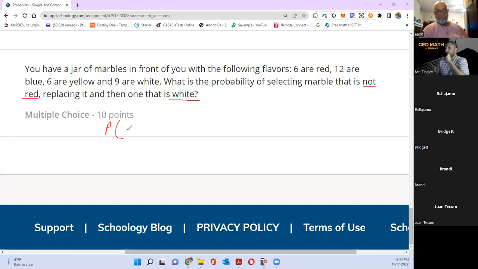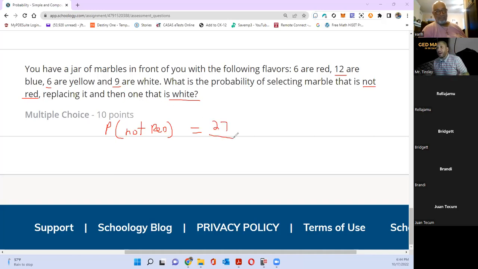6 over 33. Mm-mm. But what's the words I'm looking for? Not red, right? Not red. How many are not red? 27. How did you get 27? I added 12, 6, and 9. Does everybody understand why Brandy said 27 for the selected outcomes that are not red? Yes. Okay. So 12 plus 9 is 21, plus 6 is 27.